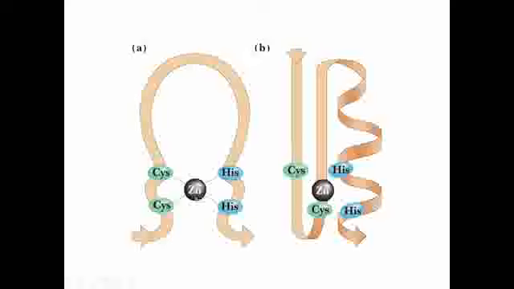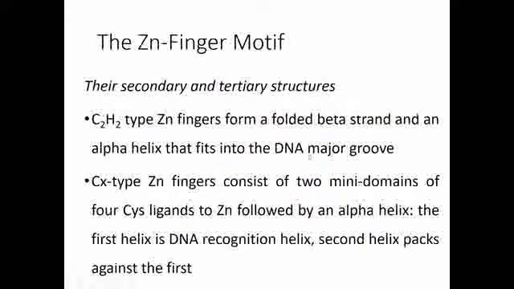There is a zinc in the central core, which interacts with cysteines and histidines, and this then forms a structure that can interact with DNA. It can either take the form of a globule or a linear structure. The secondary structure of zinc finger motifs can take the form of a beta strand and an alpha helix that then fits into the major groove of DNA.